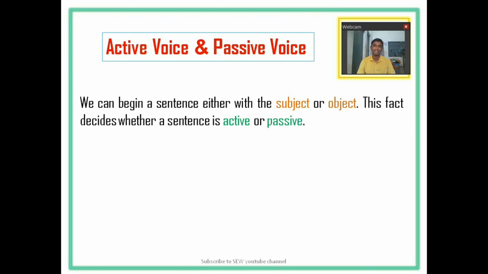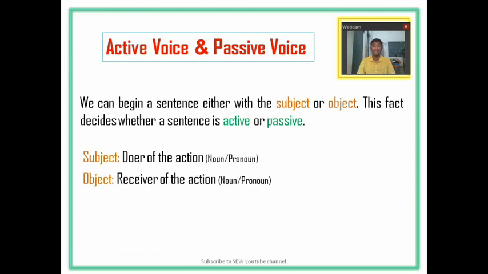First, I will start with the subject. What is subject? Subject is the doer of the action. It may be a noun or pronoun. And the next term is object, the receiver of the action, which means who receives the action. It is nothing but a noun or pronoun. I hope you understood what is subject and what is object. So subject is the doer of the action and the object is the receiver of the action. So both may be a noun or pronoun.